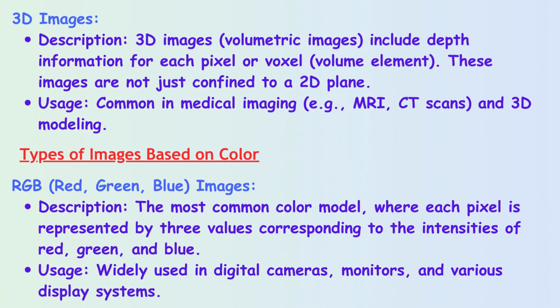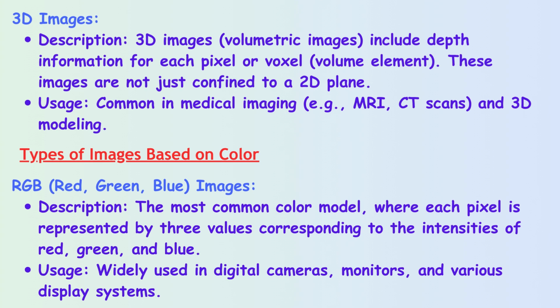3D images. Description: 3D images, or volumetric images, include depth information for each pixel or voxel (volume element). These images are not just confined to a 2D plane. Usage: Common in medical imaging, for example MRI, CT scans, and 3D modeling.